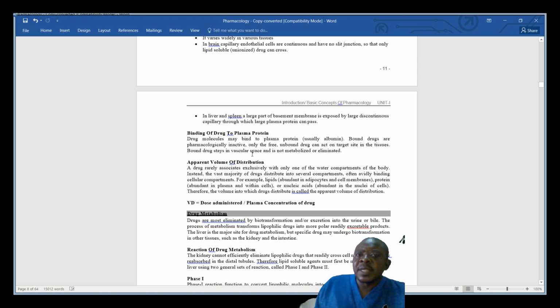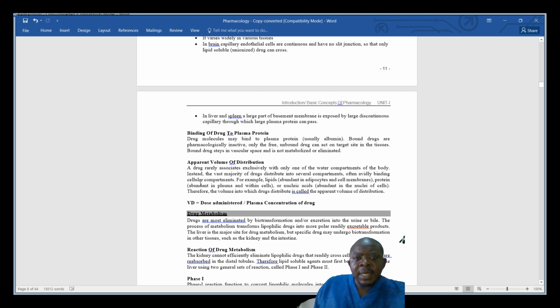So drug molecules may bind to plasma proteins. Usually when you're talking about plasma proteins that drugs may bind to, it's albumin. And when these drugs have been bound, they are pharmacologically inactive. Only the free molecules from albumin, which is binding them, are going to act on the target tissue. So drugs have a half-life. There will be an amount of drug that will be allowed to cause effect on the tissue, not that they will all be used at the same time.